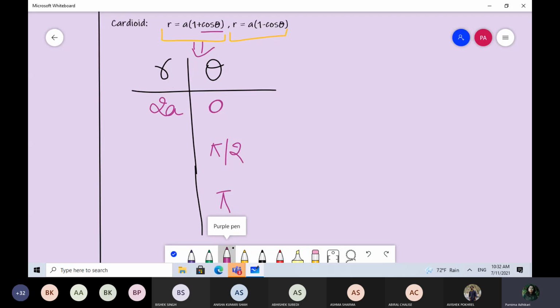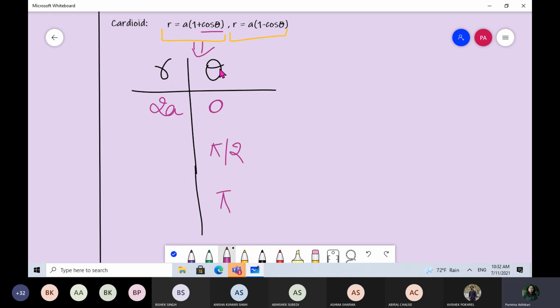Why? You can see only cos theta is changing. Your A is constant, 1 is constant. I know A pani constant or A 1 pani constant. So only cos theta is changing, and you know that cos theta is a smooth curve. So as theta increases, cos theta increases smoothly or decreases, whatever. So R also increases or decreases smoothly as theta increases.